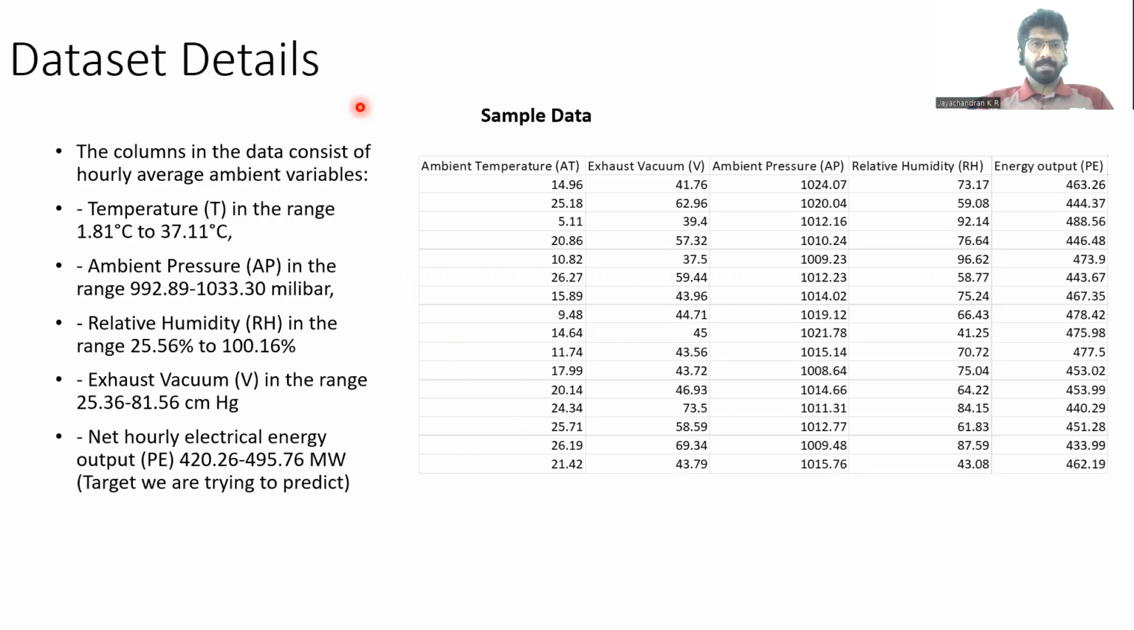Now let's look at the kind of data we have been given. It has the temperature related data, the ambient pressure, and then we have the relative humidity and exhaust vacuum, and it has also given the target variable, which is the electrical energy output. On the right hand side, this is a sample data. A few rows from the file which has been provided have been depicted over here. Now let's go ahead and perform some descriptive analysis on this data.